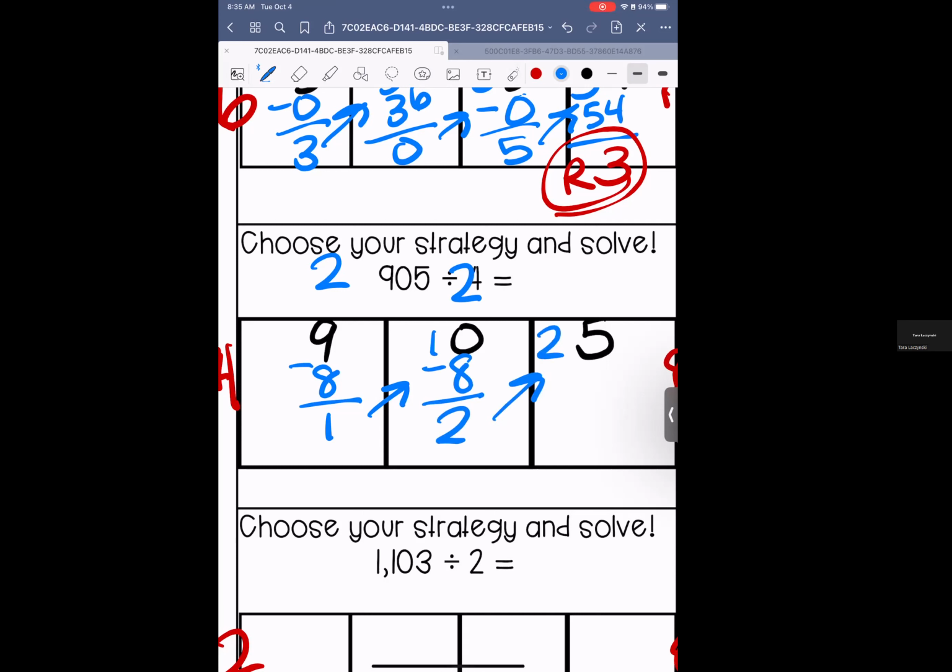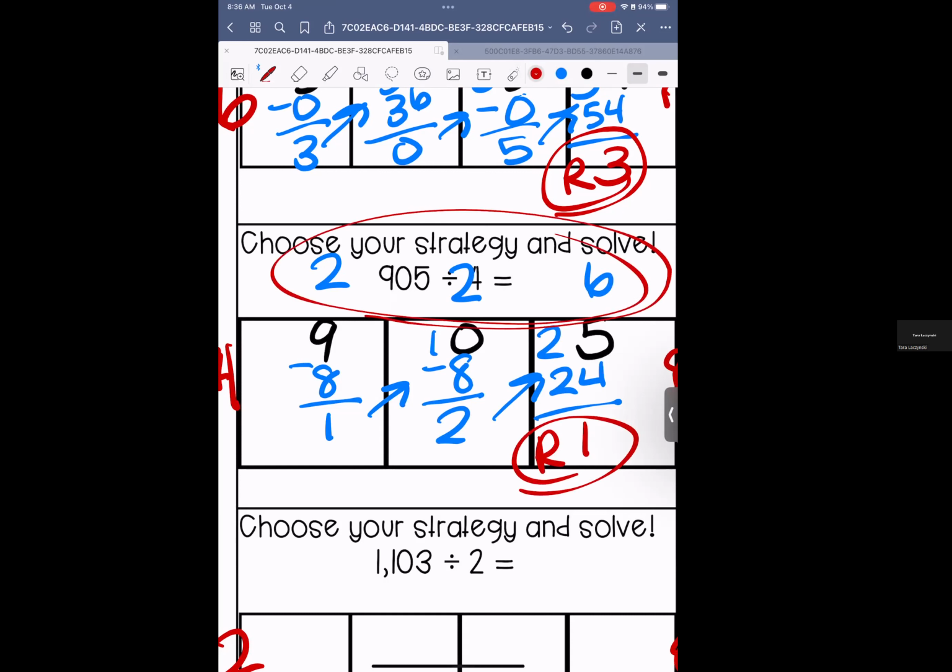Subtract for 2. 4 goes into 25 6 times is the closest. That gives me 24. I have 1 left over, and that is an okay remainder, 226, remainder of 1.